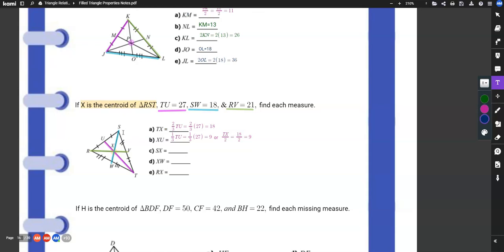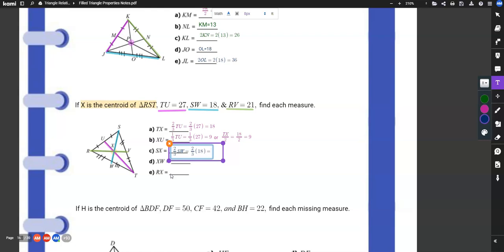All right, next one they asked me for is SX. They give me 18 as SW. So again, we are going to say SX is the longer of my 2 portions of my median. So it's 2/3 SW, which is going to be equal to 2 over 3 times 18.